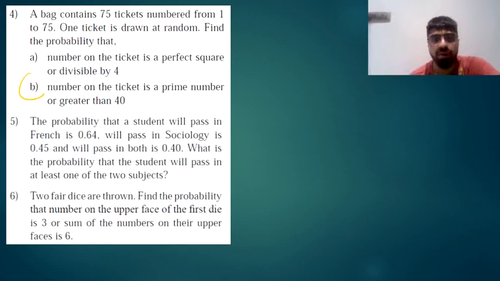Let's go ahead with the B part of the fourth question. They want the probability for the number on the ticket to be a prime number or a number which is greater than 40. So when we talk of the probability of the number being a prime number, from 1 to 75 we need all the prime numbers.